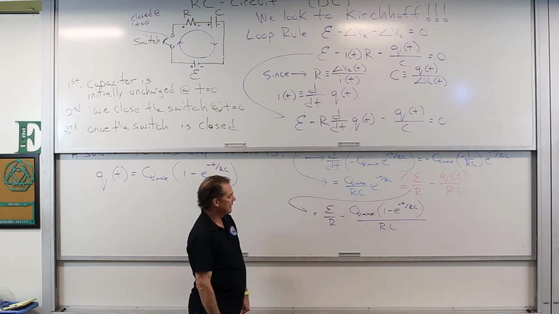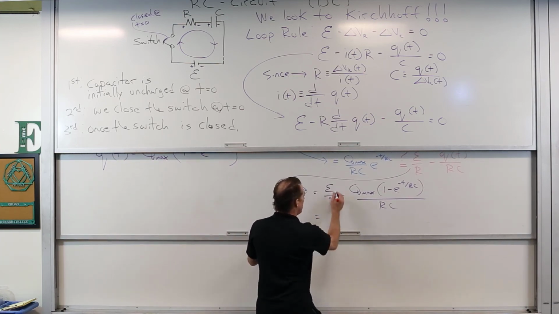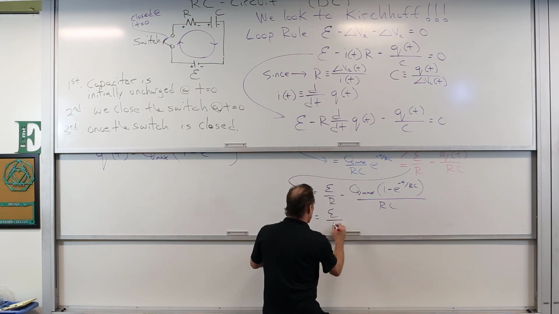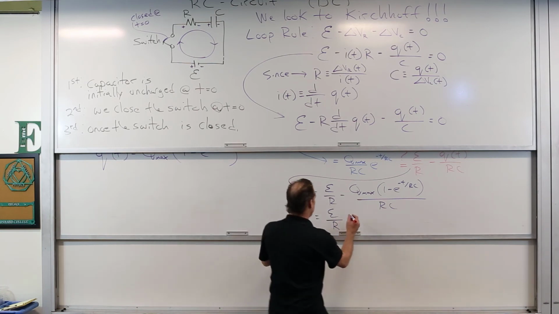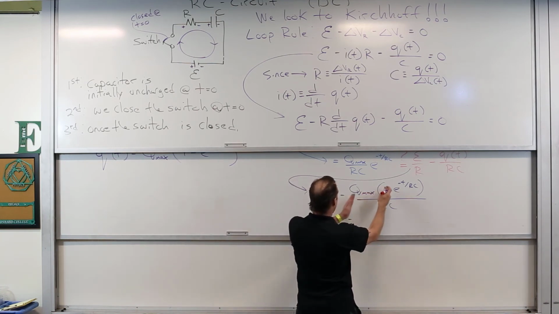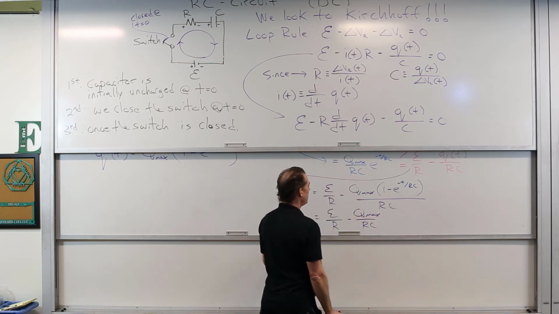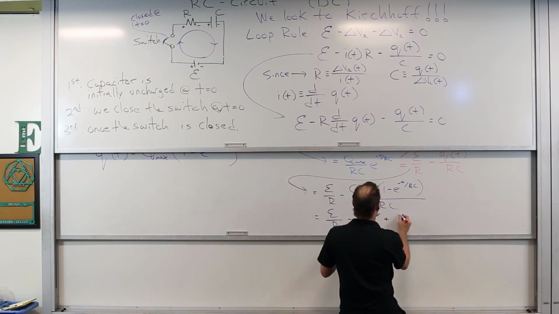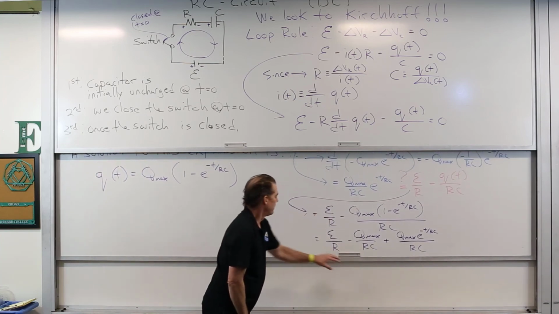So we can go ahead and see what's in here once again. This is going to be equal to E over R minus q max over RC, good. And then we've got a plus q max e to the negative t over RC divided by RC. So this is what we get out of it.